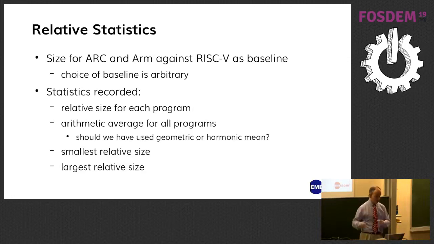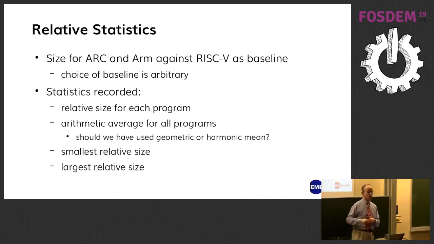Is it bigger? Is it smaller? And we'll take an arithmetic average of those. And because all these sizes should be close to 100%, then we're not going to get any distortion. We'll use the arithmetic average. That should be fine. We don't need to worry about geometric or harmonic means instead.